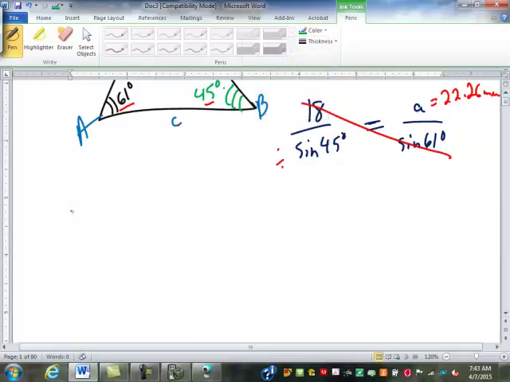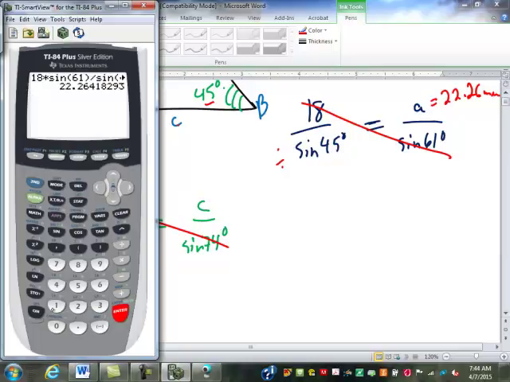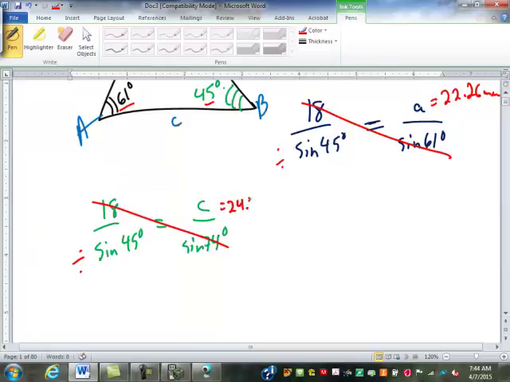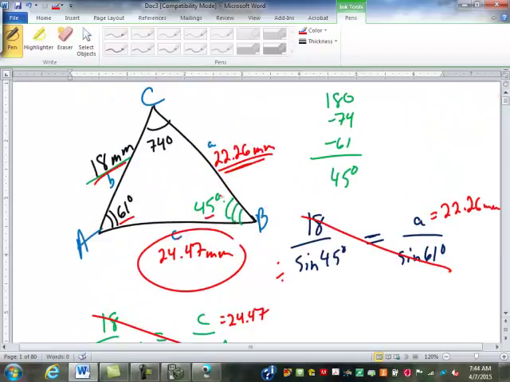So 18 over the sine of 45 still holds. It's going to equal C over the sine of 74. So we should cross multiply and divide again: 18 times sine of 74 divided by sine of 45 equals 24.47. So yes, it is slightly bigger yet. And we've solved that triangle. We now have all 6 parts, all 3 angles, all 3 sides.